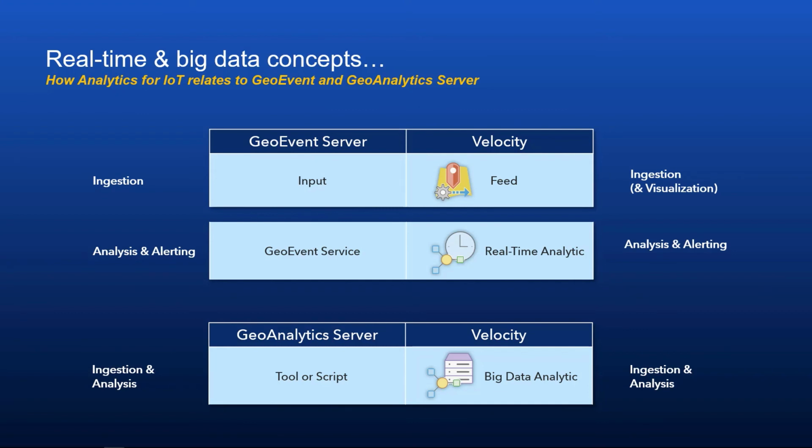For analysis and alerting, in GeoEvent Server, you would combine inputs, tools, and outputs in a GeoEvent service. And in Velocity, this is called a real-time analytic. In both products, these are the analytics that perform continuous processing.